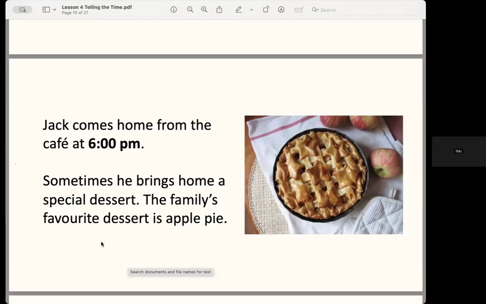Sultana, are you here? Yes, I'm here. Beautiful, Sultana. Can I get you to read? Yes, sure. Jack comes from the cafe at 6 p.m. Sometimes he brings home a special dessert. The family's favorite dessert is apple pie.